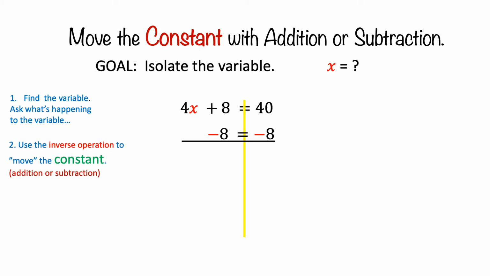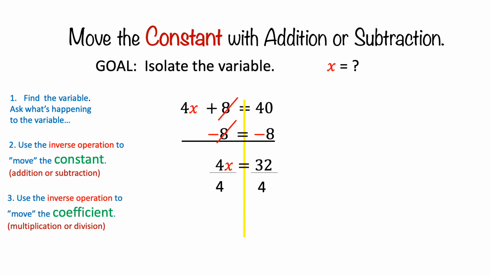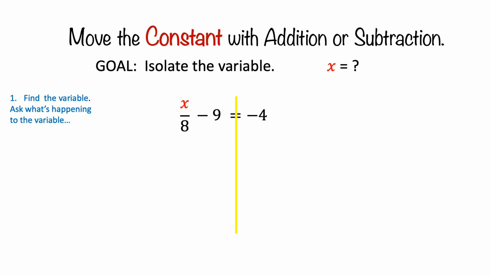When we subtract 8 from both sides, we see that 4x equals 32. Next, we're going to remove the coefficient. 4 is being multiplied, so we're going to divide both sides by 4. That's the opposite operation. When we divide by 4, we get x equals 8.